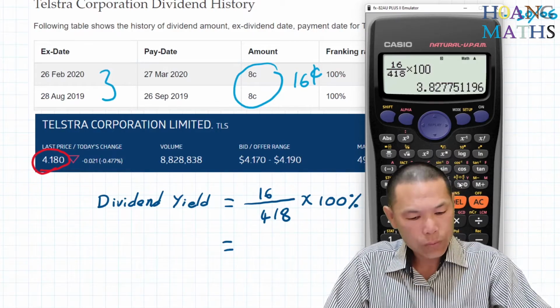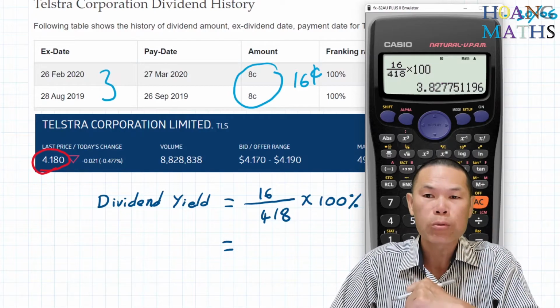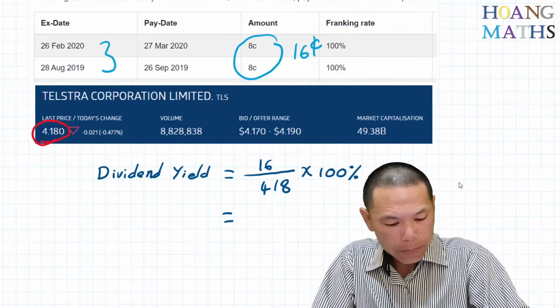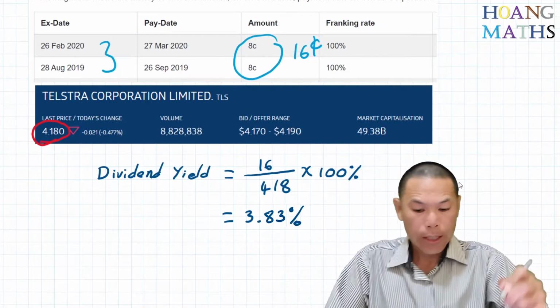As the button gives 3.8277 and so on, which is rounded to 2 decimal places, okay? So 3.83%. There you go, 3.83%.